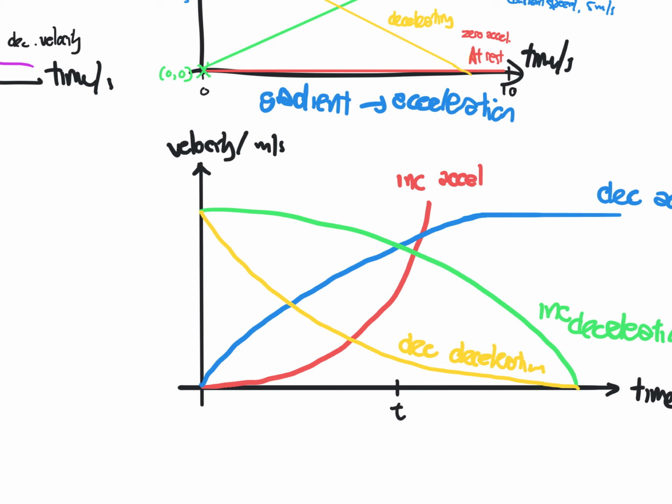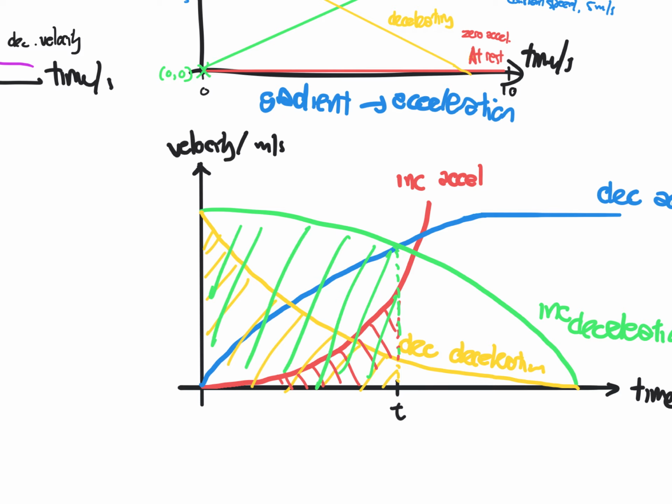So for the yellow, the area below the graph would be here. What about red? The area below the graph of red would be here. What about green? What's the area below the graph for green? Well, it would be here, right? What's the area below the graph for blue? Well, it will be here.